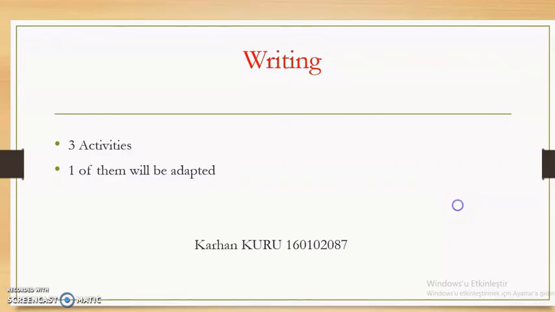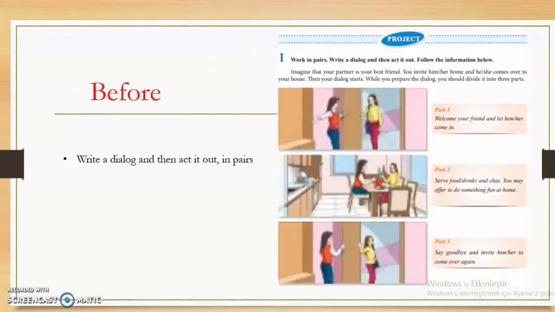Hello everyone, this is Karhan. Today I will be talking about the writing activities of Upswing English's first unit. Well, there are 3 writing activities in unit 1 and one of them will be adapted. Here this is the activity and it just says work in pairs, write a dialogue and then act it out.